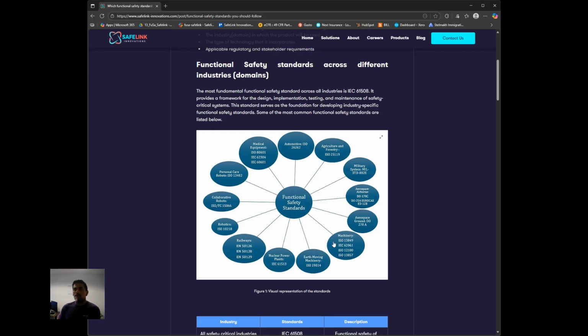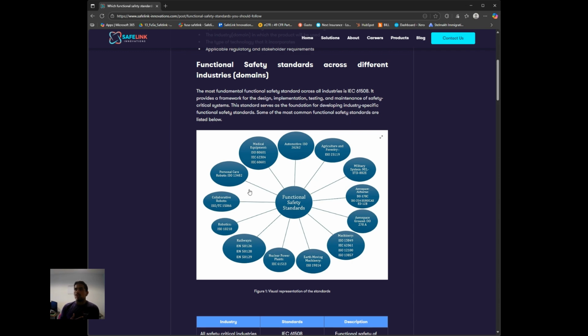Here's an overview of the standards for different domains. There are different standards for medical equipment, agriculture, forestry, military, aerospace, whether it is ground or airborne, earth moving machinery, nuclear power plants, and so on.